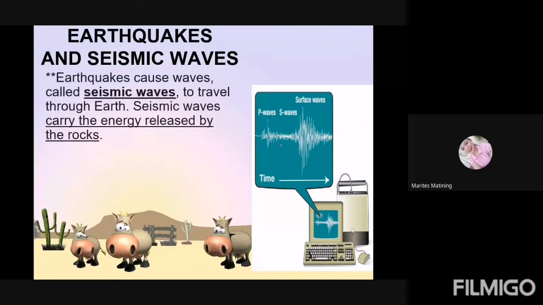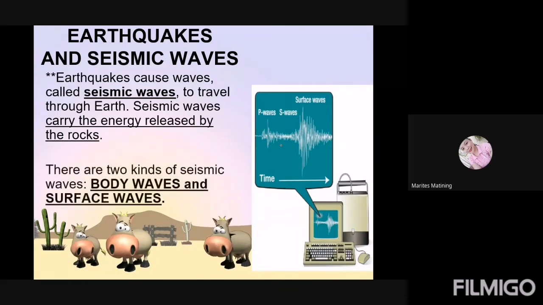So earthquakes cause waves. Take note of that. That is what we call seismic waves, or yung tinatawag nating earthquake waves, that travel through Earth. So seismic waves carry energy released by the rocks. So, we have here two types of seismic waves, body waves and surface waves.